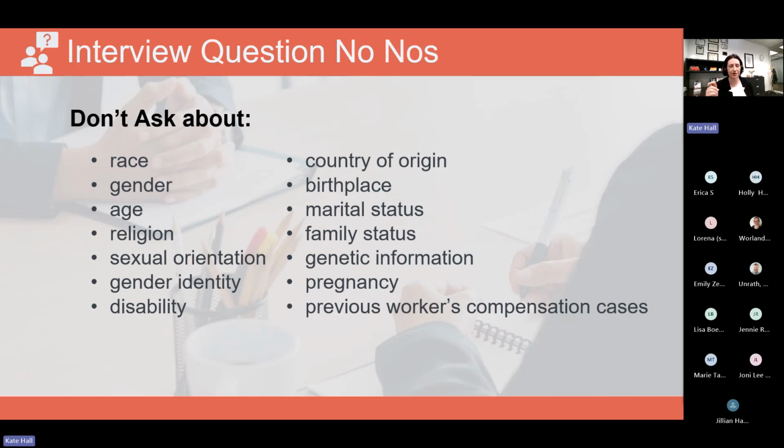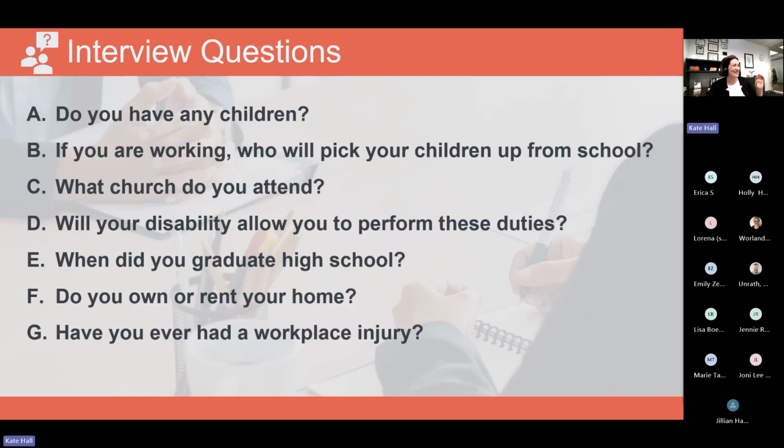Everyone is an iceberg. I don't know if you guys have ever seen that graphic where it has just the tip of the iceberg. 90% of an iceberg is underwater. When we think about interview questions, we want to be asking questions about the knowledge, skills, and abilities to perform the job, not any of this stuff. So I'm going to get down off my soapbox.